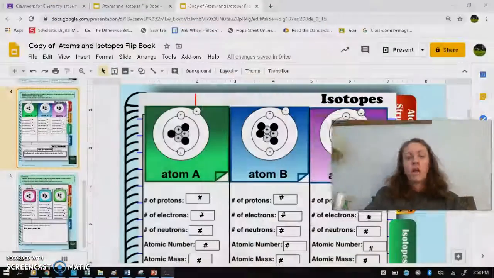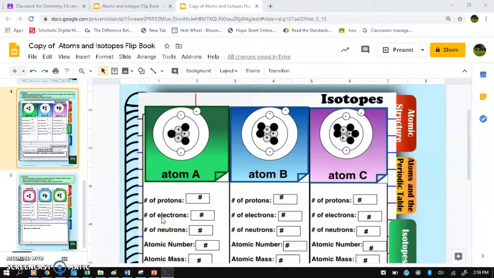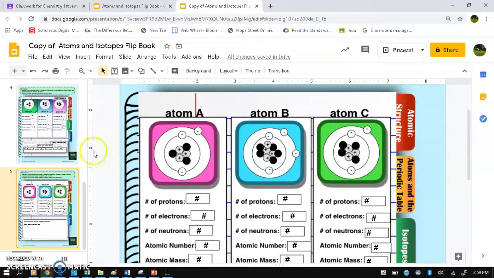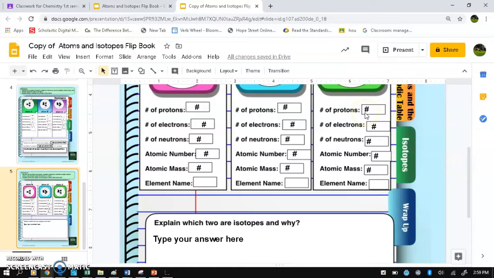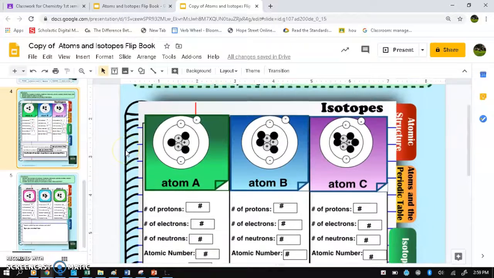Okay, I'm going to go ahead and switch over. Okay, so it should look like that, and I'm actually going to switch over right here. So I have this sheet and I have atom A, atom B, atom C. And then actually the next page is atom A, atom B, atom C. Once again, this is the wrap up, but I want to focus on the isotopes. So it's actually this page when I present, okay?